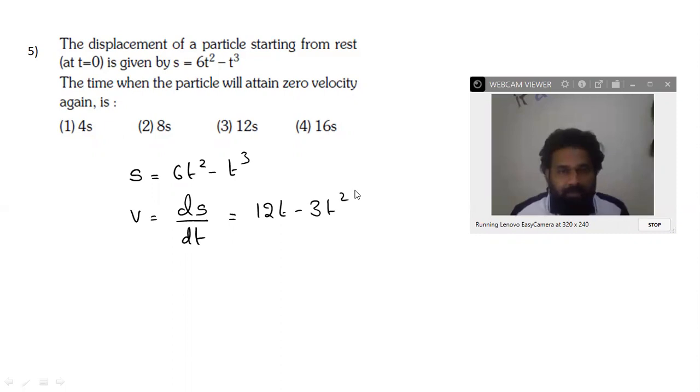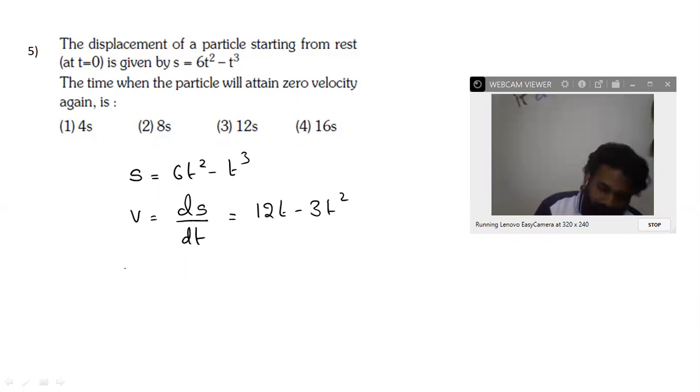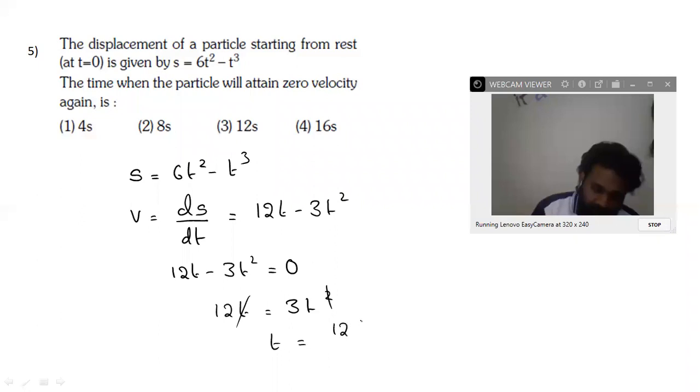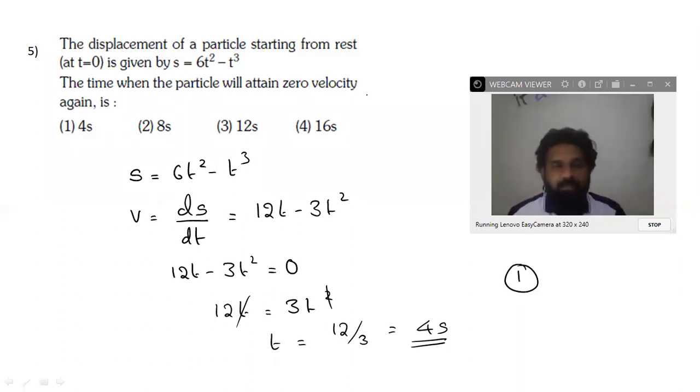Okay, good. If you are getting answers, please keep on commenting. So the time at which velocity becomes zero: 12t minus 3t square is equal to 0. So 12t is equal to 3t square. This t and this t will be cancelled off. t is equal to 12 by 3, which is 4 seconds. So option 1 is the correct answer. Sadhana and Subhashri answered correctly.